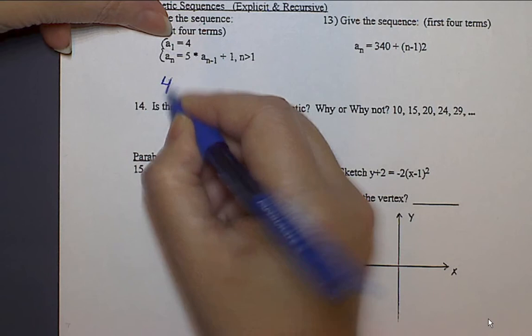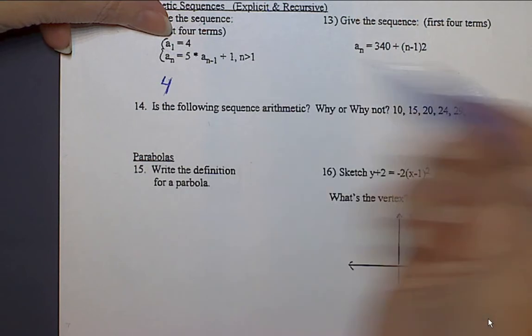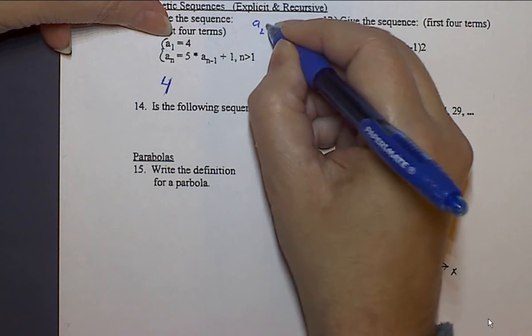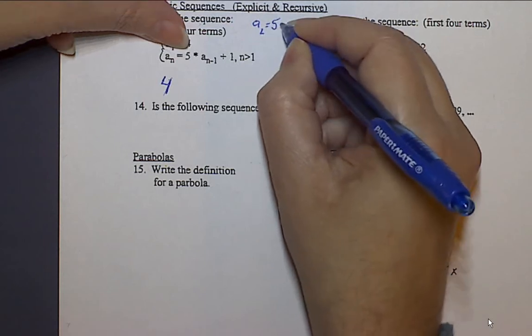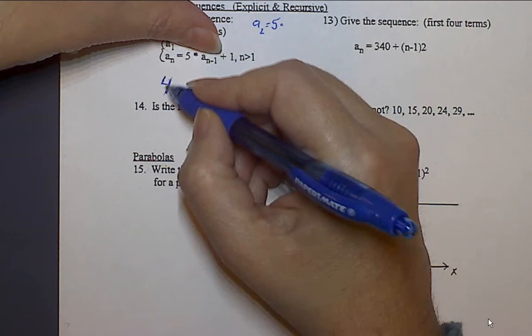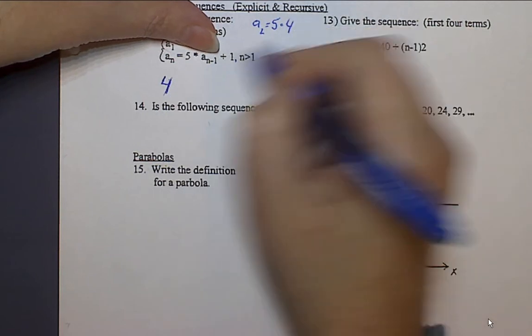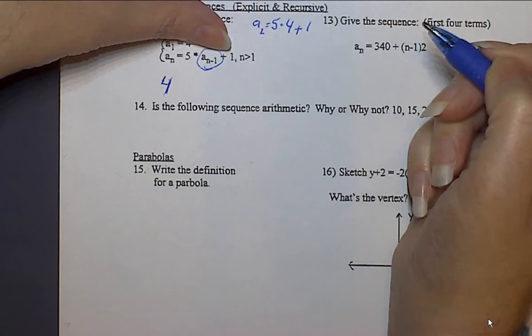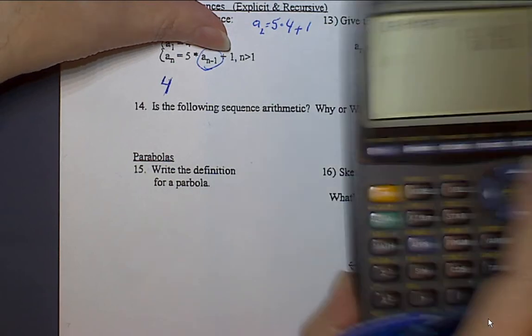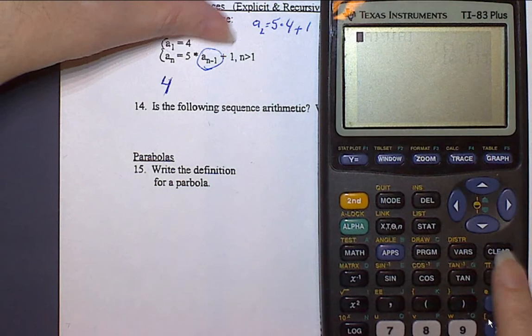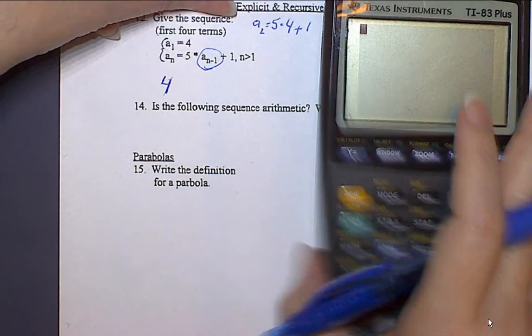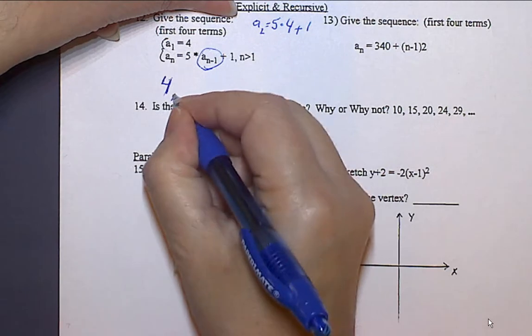And then how do you find the next term? Well, it says A of 2 is equal to 5 times the previous term plus 1. The previous term was 4. So I'm going to clear that out, so that means I have 5 times 4 is 20, plus 1 is 21. So the next one is 21.